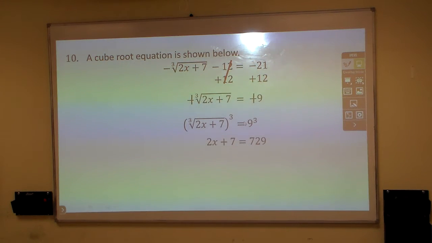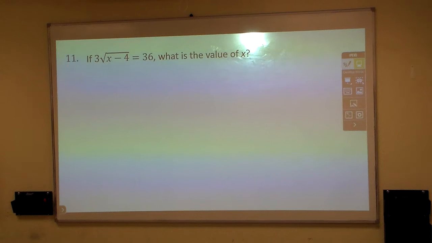I take 9 times 9 times 9, which will be 729. Now I'm just going to minus 7 and divide by 2. So my answer is 361. That's how it is for a particular one for a cube root. Let's look at another one.